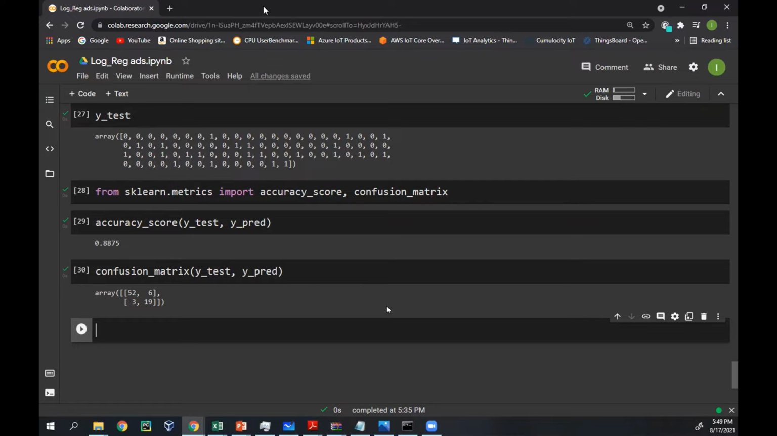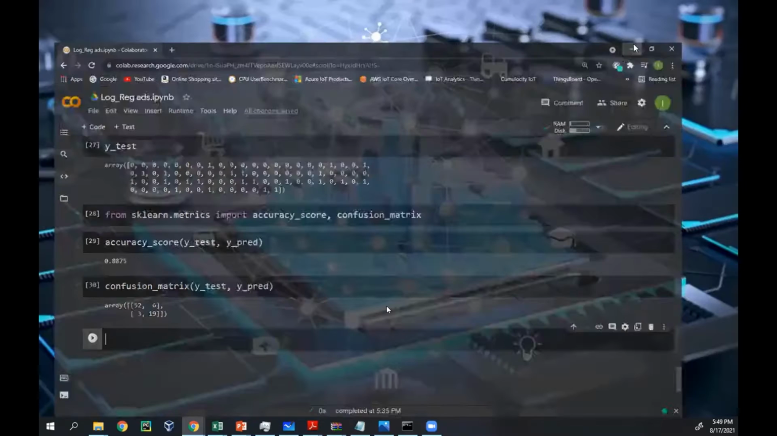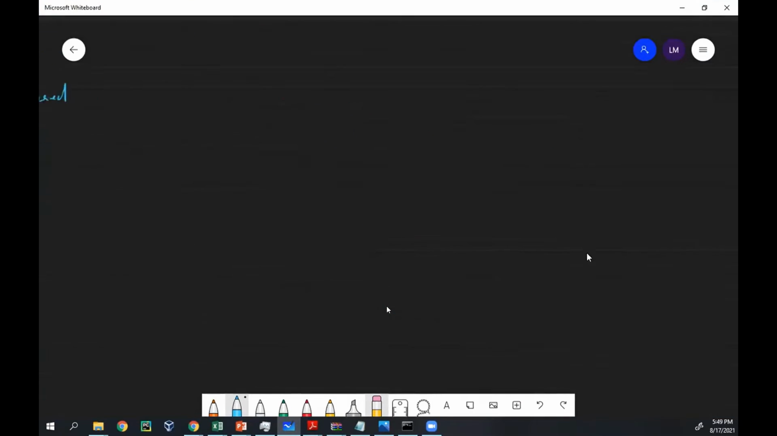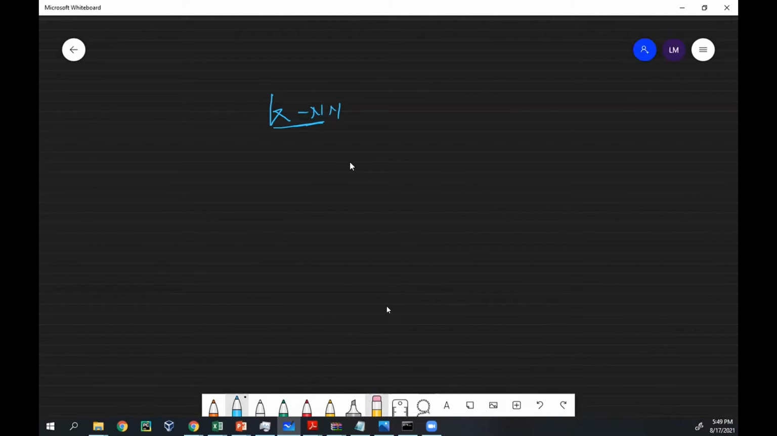So now the next thing we need to do here is learn about the other algorithms as well. Okay, so what are those other algorithms? The one we are going to look at now is called k nearest neighbor. It is also represented as KNN. So KNN, or k nearest neighbor.